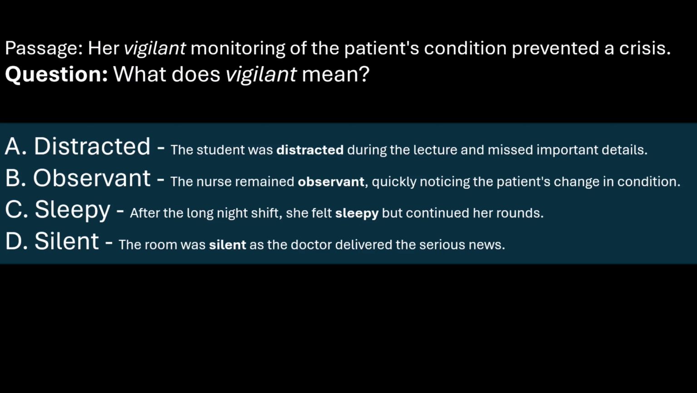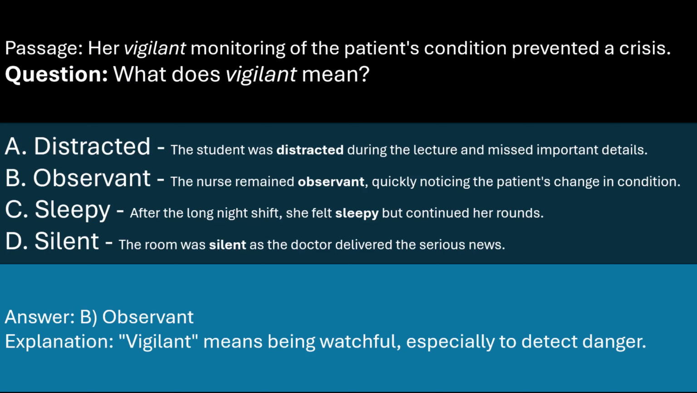So let's see the sentence making for each word. Distracted: the student was distracted during the lecture and missed important details. Observant: the nurse remained observant, quickly noticing the patient's change in condition. Sleepy: after the long night shift, she felt sleepy but continued her rounds. Silent: the room was silent as the doctor delivered the serious news. Let's see the answer. The answer is observant. Vigilant means being watchful, especially to detect danger.